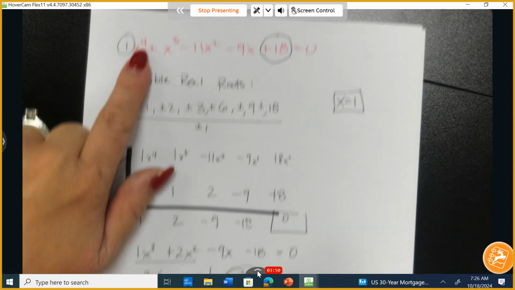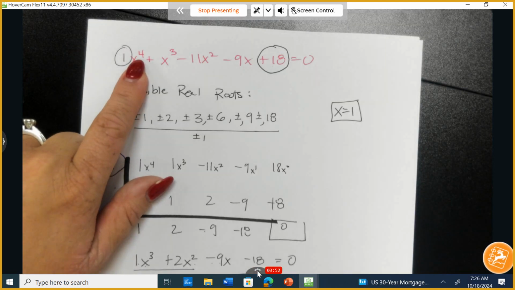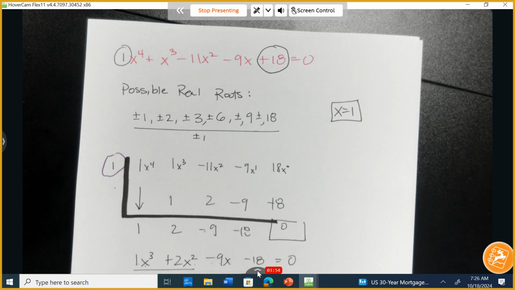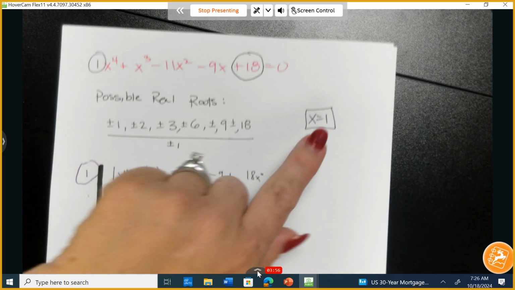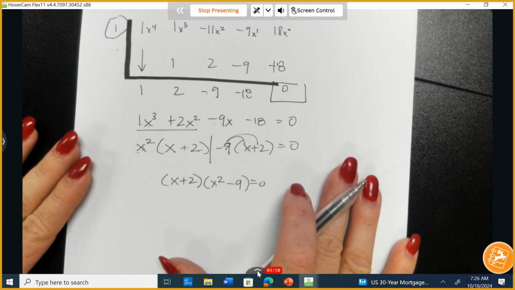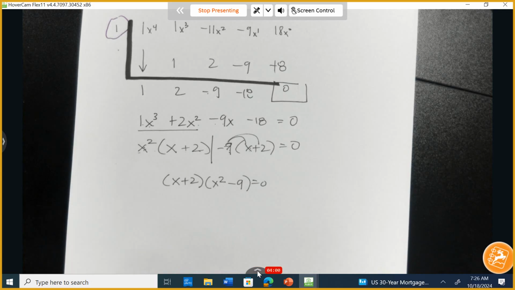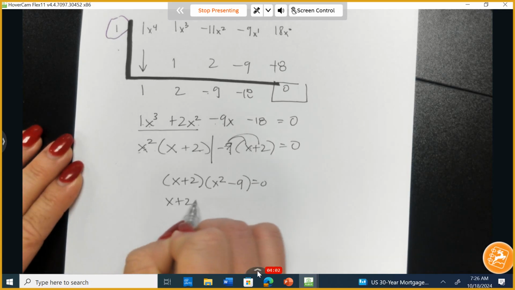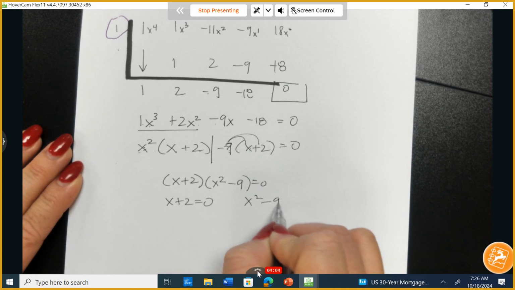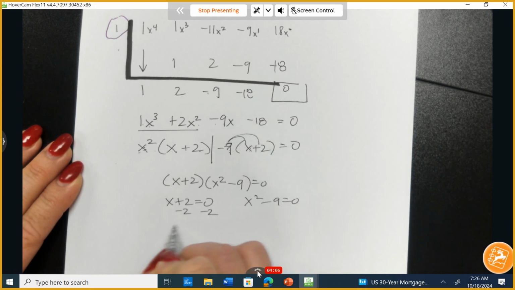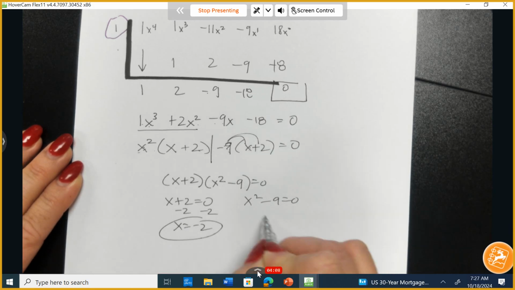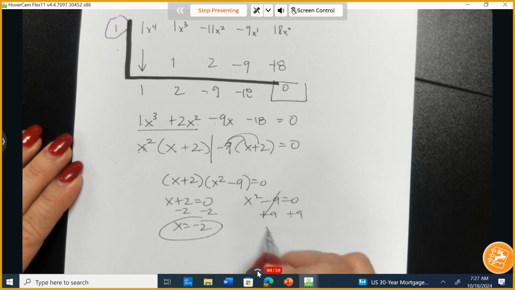Notice that I want 4 solutions. And I've told you right now that we're only working with real solutions. So I want 4 solutions, and I've only identified 1 of them. Each one of these parentheses is called a factor. I'm going to set it equal to 0, and I'm going to solve. So subtract 2, x equals negative 2. Add 9, x squared equals 9. Notice that when I take the square root, I'm going to have 2 answers.